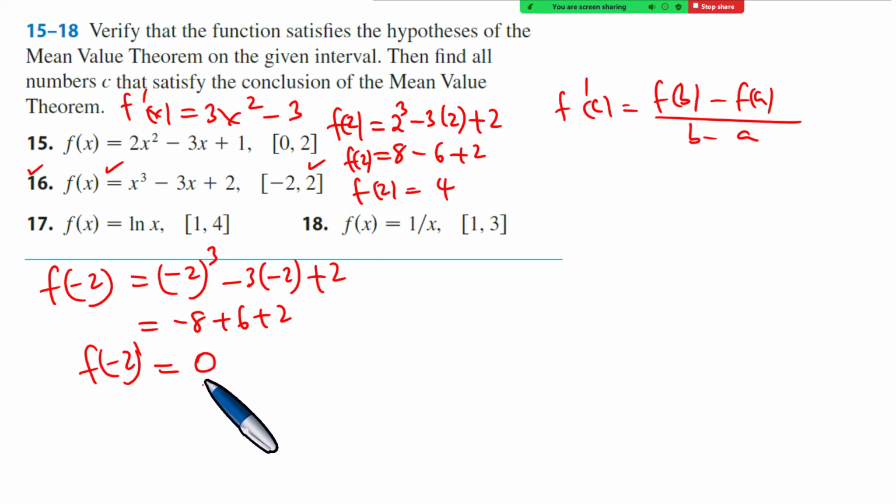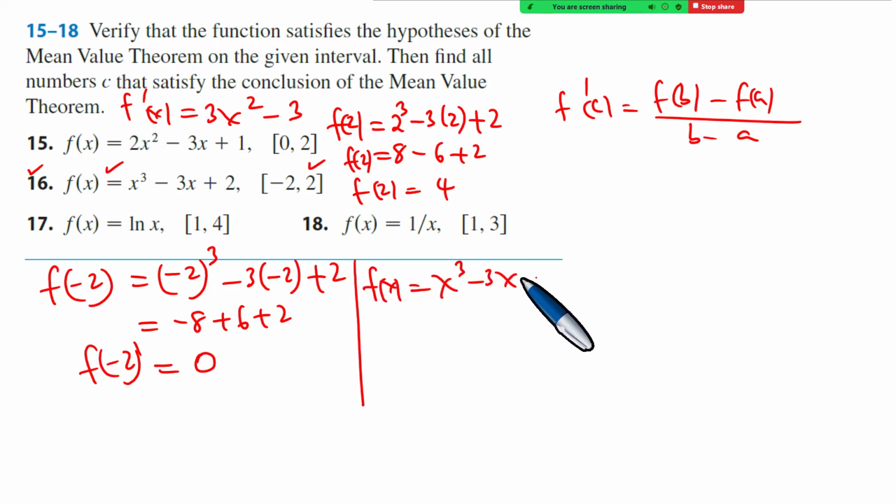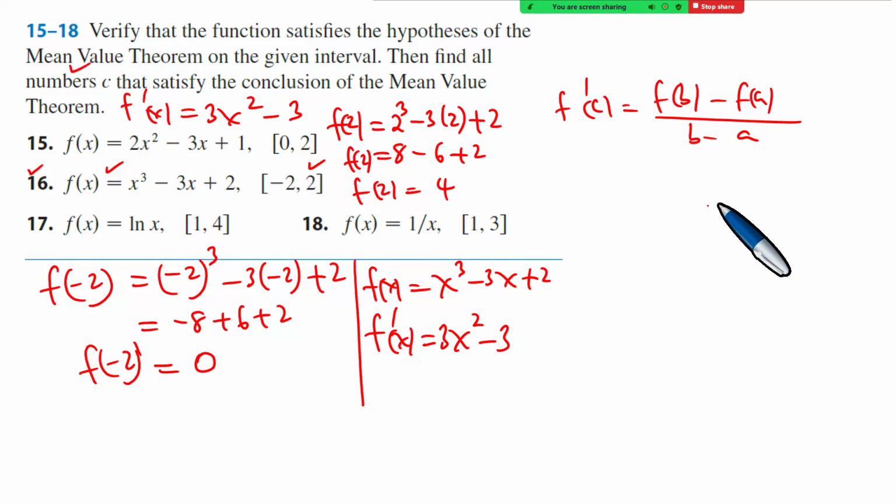Okay, we're good. What is the derivative next? Because we want to find f prime of c. So f of x is exactly x cubed minus 3x plus 2, which means we have f prime of x, which is exactly 3x squared minus 3. Now we determine f prime of c in this particular expression. Remember, we are dealing with the mean value theorem.